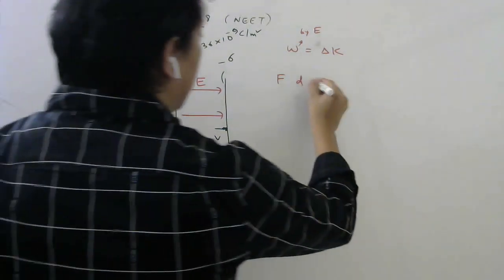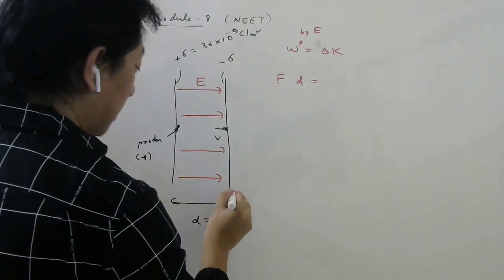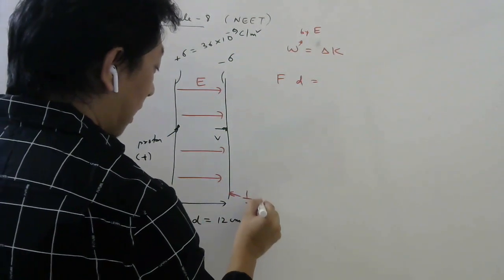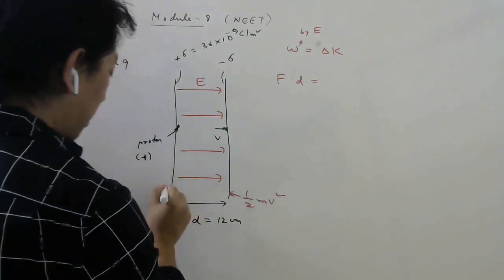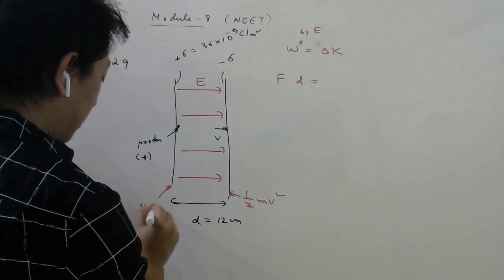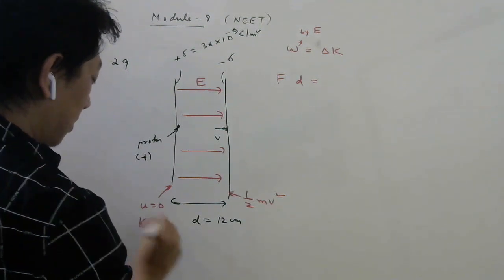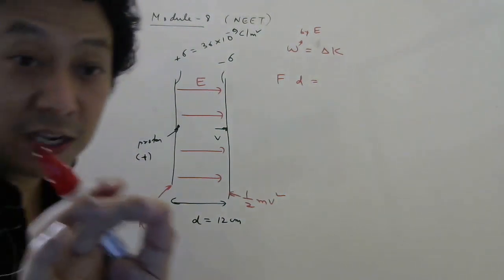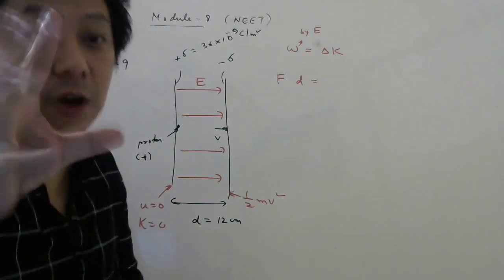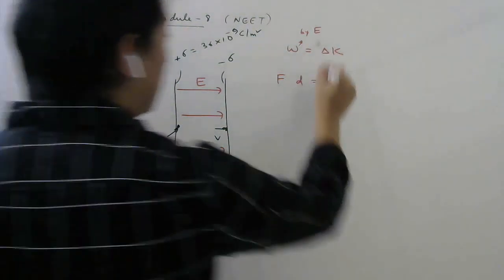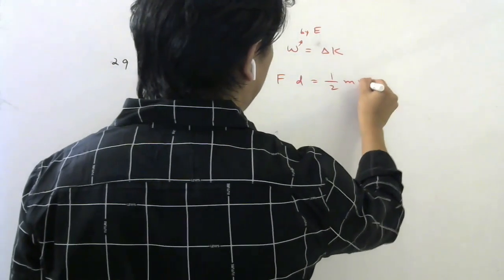That will be equal to change in kinetic energy, right? Here kinetic energy will be how much? Half mv square. Here when it started, what was the kinetic energy? 0, because initial speed was 0, because it was just released. Release matlab like dropped. Okay. So change in kinetic energy will be half mv square.